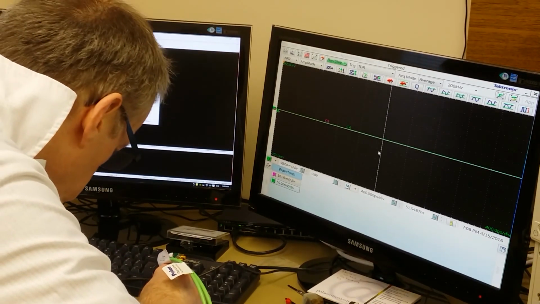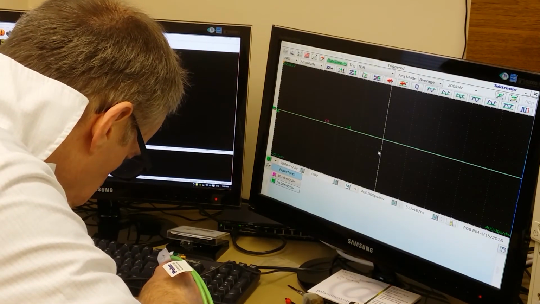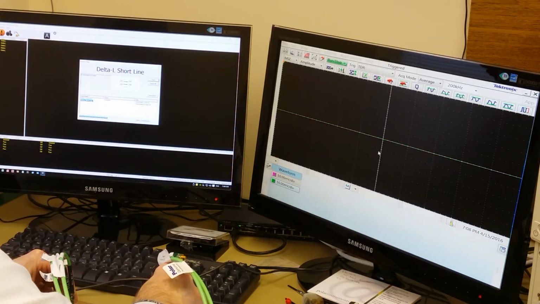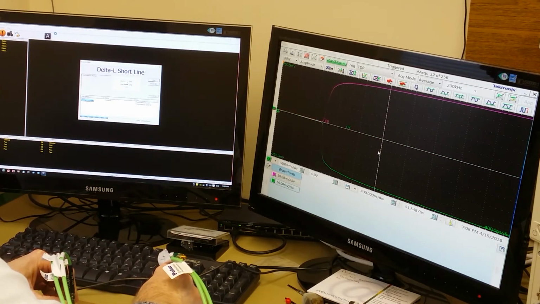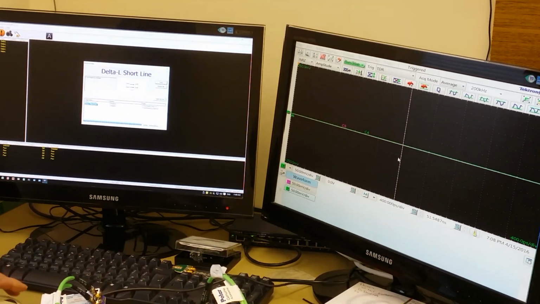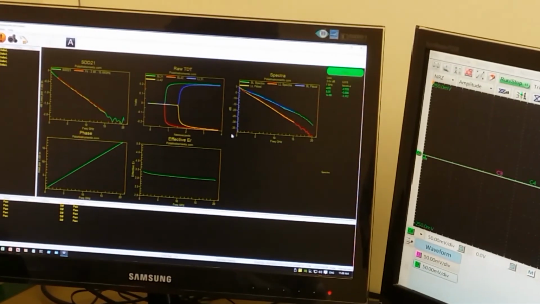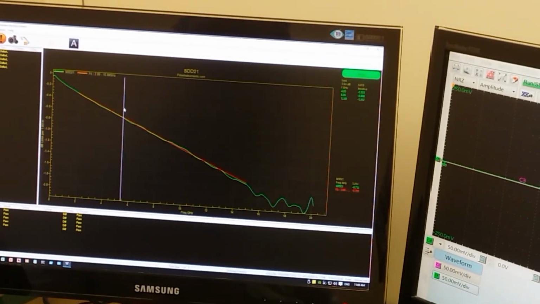Delta L uses a coupon with a medium and long line and an optional third short line to add extra confidence to the measurement. It measures the lines and then mathematically processes them to remove or de-embed the effect of the interconnect vias from the true transmission line insertion loss characteristics.